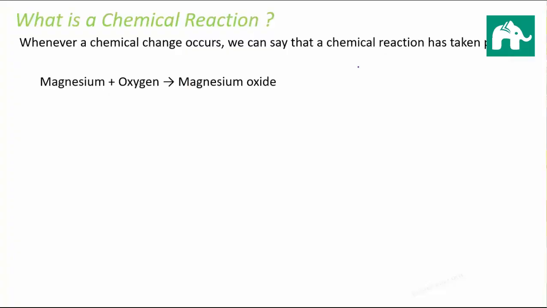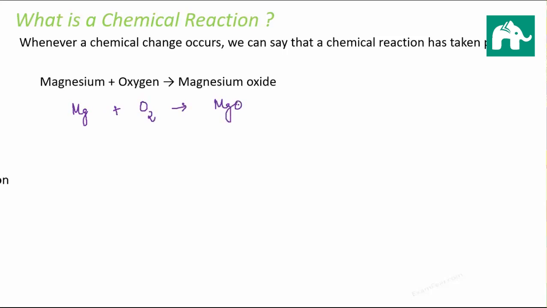Whenever a chemical change occurs, we say that a chemical reaction has taken place. Look at this example. Magnesium plus oxygen gives magnesium oxide. So what do we see here? Two different elements, magnesium and oxygen, they combine together to form a new thing which is magnesium oxide. So that's a chemical reaction.